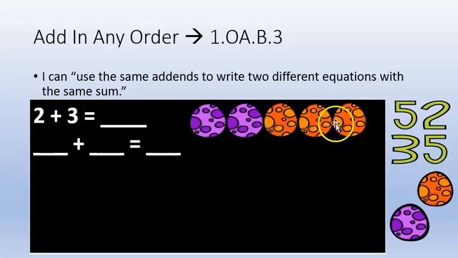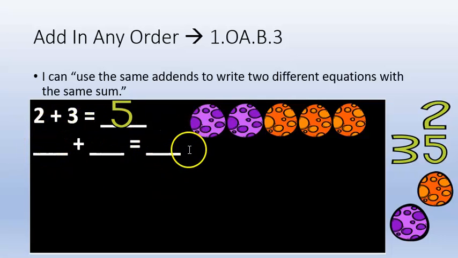All we do now is add them up. Let's count. 1, 2, 3, 4, 5. So boys and girls, what's our answer here? 5, okay? So we have the answer there. So 2 plus 3 equals 5.